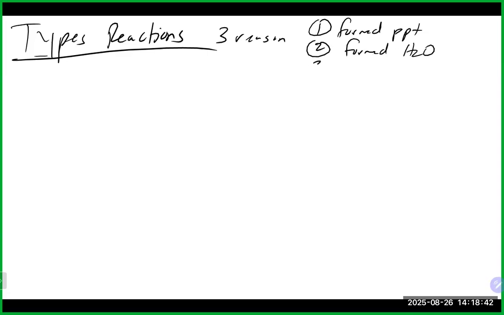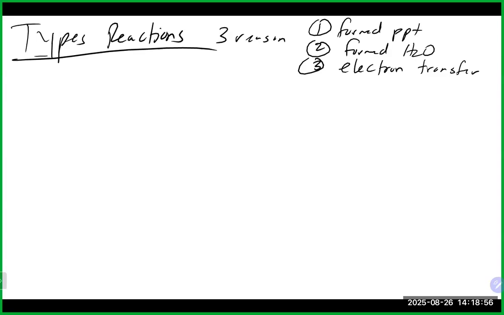Let's talk about types of reactions and ways to classify reactions. As you may know or may not know, there's really three reasons why a reaction takes place. The three reasons why a reaction takes place is you formed a precipitate or a solid. You formed water. Or there was some type of electron transfer.